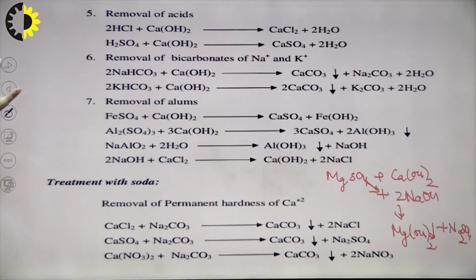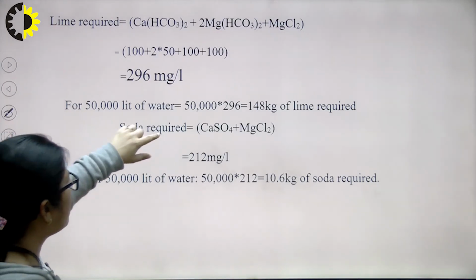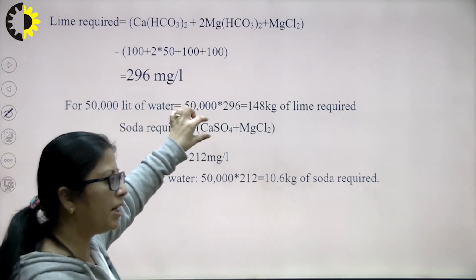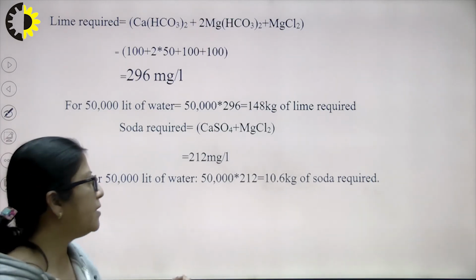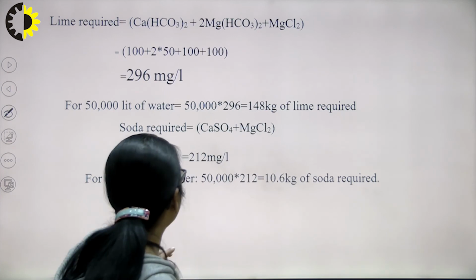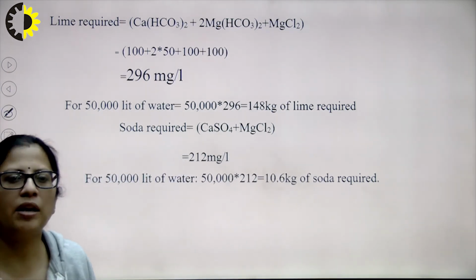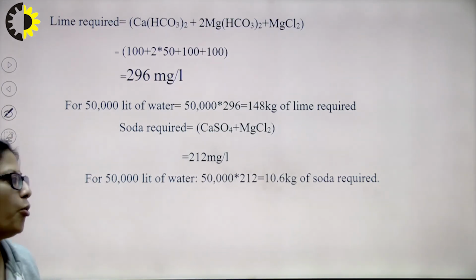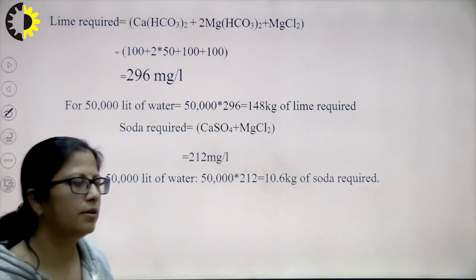So in this numerical, soda will be required by permanent calcium and magnesium chloride also. On this calculation, the total comes out to be 212, and for 50,000 liters of water, if we multiply 212 with 50,000, we get 10.6 kg of soda required for the softening of hard water.